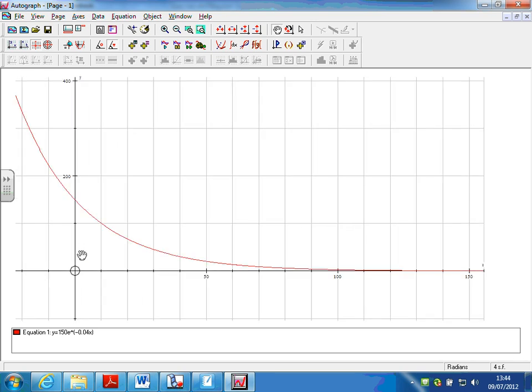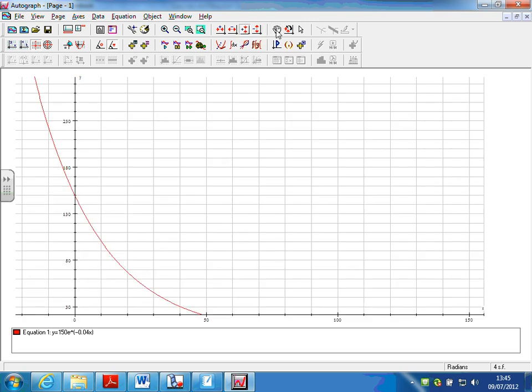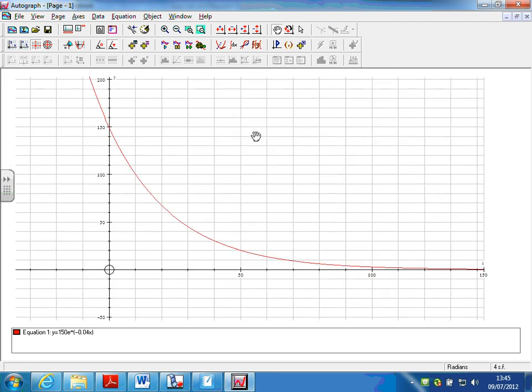Again, I'm only interested in the right hand side of this x-axis, the positive x-axis, so I could afford now to maybe zoom in on the y-axis to make the scale a bit more convenient. So that would be a good plot for this particular graph.